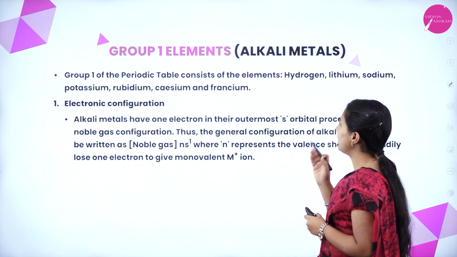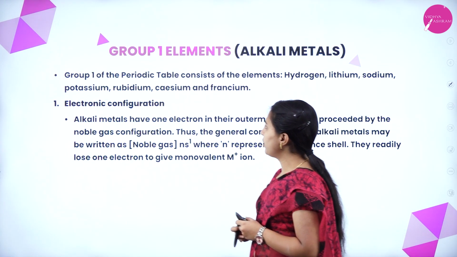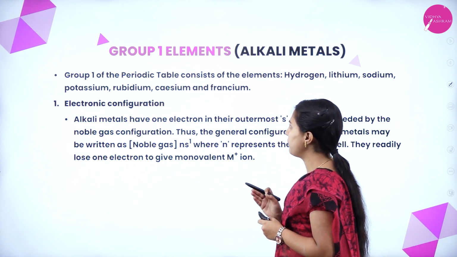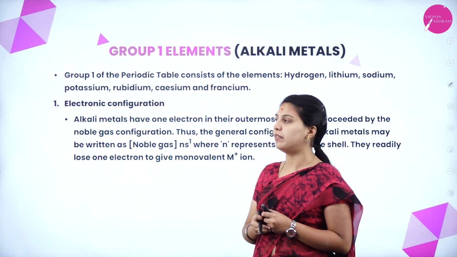Next, group 1 elements, that is alkali metals. Group 1 of the periodic table consists of the elements hydrogen, lithium, sodium, potassium, rubidium, cesium and francium. These are the group 1 elements.